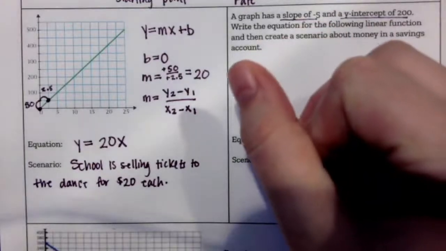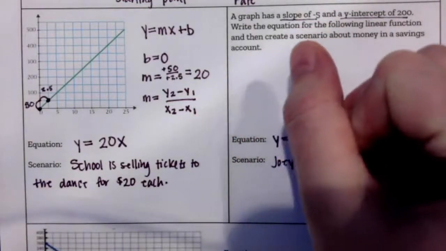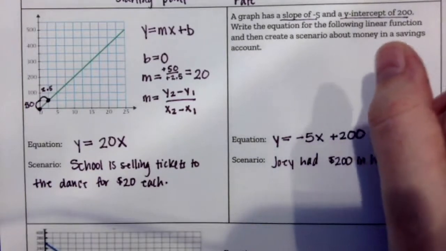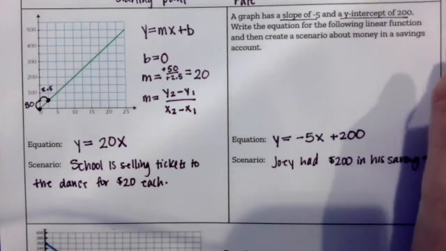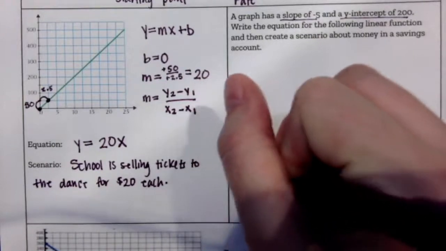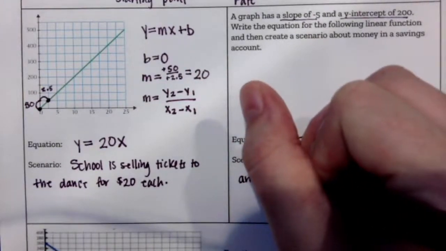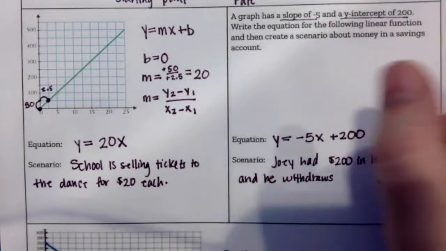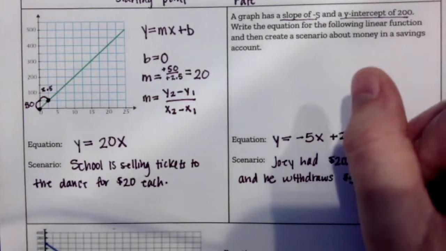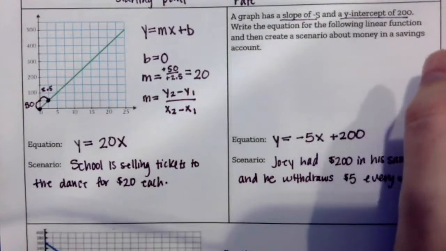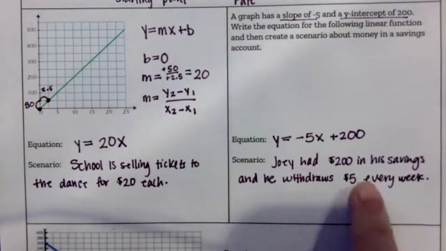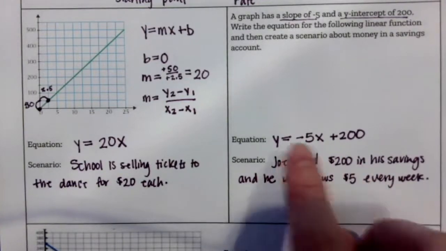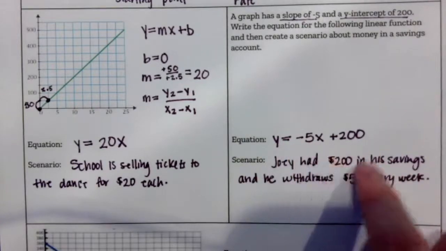So I'm going to say Joey had $200 in his savings, and he withdraws $5 every week. So withdraw means you're taking it out, so he's taking out $5 every week, so that means it's going down, and we started with 200.